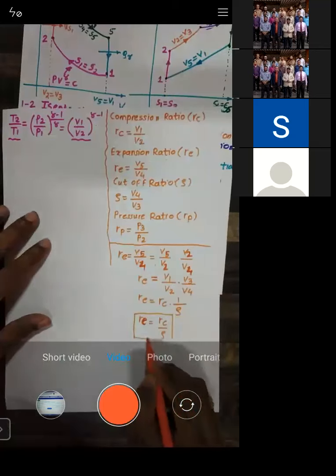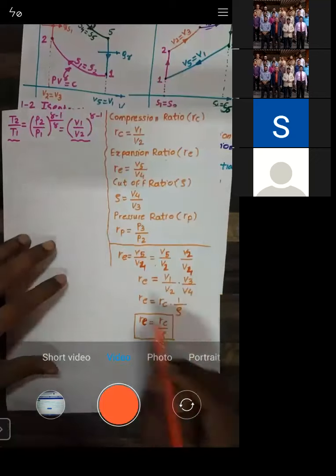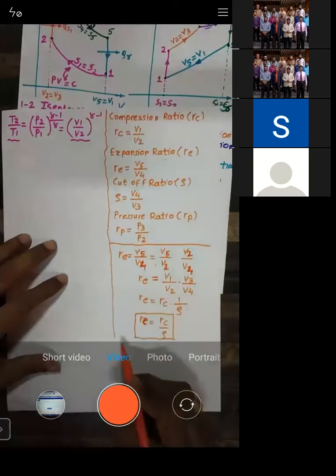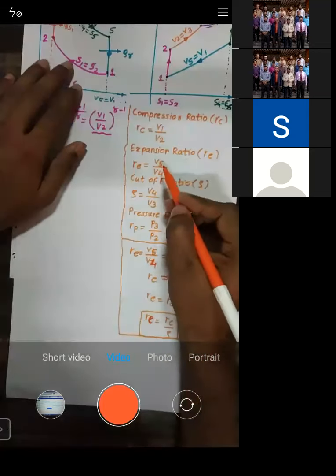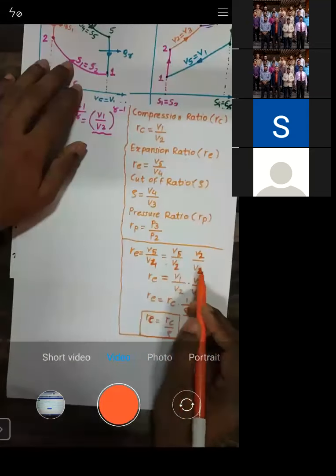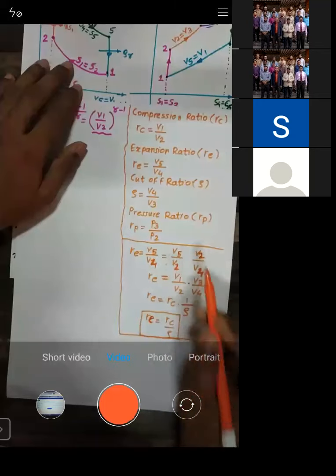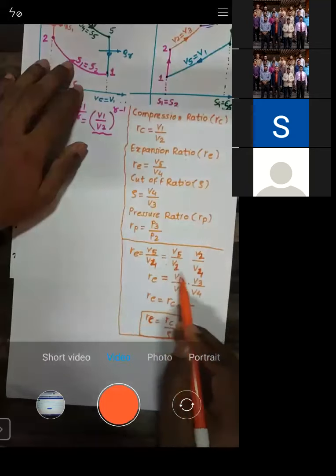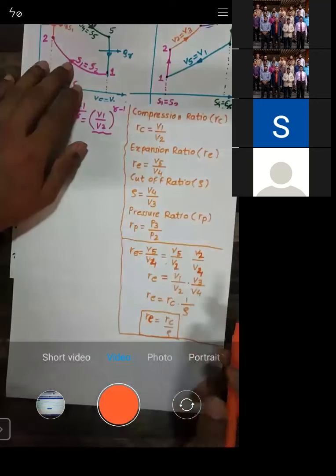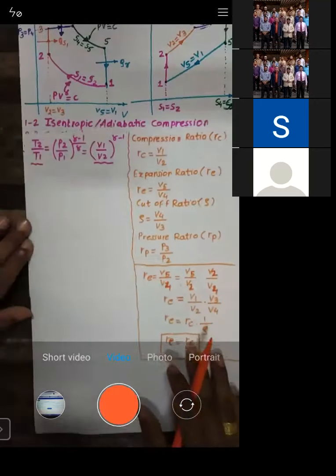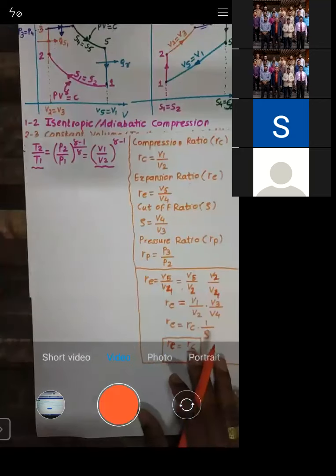Say yes or no, is that okay? I've just taken the expansion ratio. Expansion ratio is V5 by V4. I multiply and divide by V2. Now V5 is nothing but V1 and V2 is nothing but V3. What is V1 by V2? It's RC. What is V3 by V4? It's 1 by rho. So RE is given by RC by rho. Is that okay? Yes, let me know.